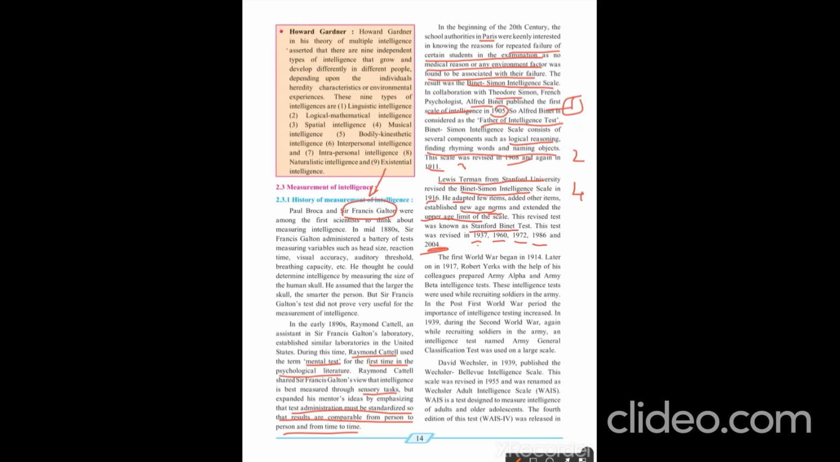Then, the First World War began in 1914. You would have learnt about this in your school days. Later on in 1917, Robert Yerkes, with the help of his colleagues, prepared the Army Alpha and Army Beta intelligence tests. Obviously, this is for the army population, and you must remember the army and the world war have been given a lot of importance in the field of testing, and it is because of this that we have many tests today. These intelligence tests were used while recruiting soldiers in the army. So Army Alpha and Army Beta tests were used in appointing soldiers, like who can be a soldier was determined using these tests.